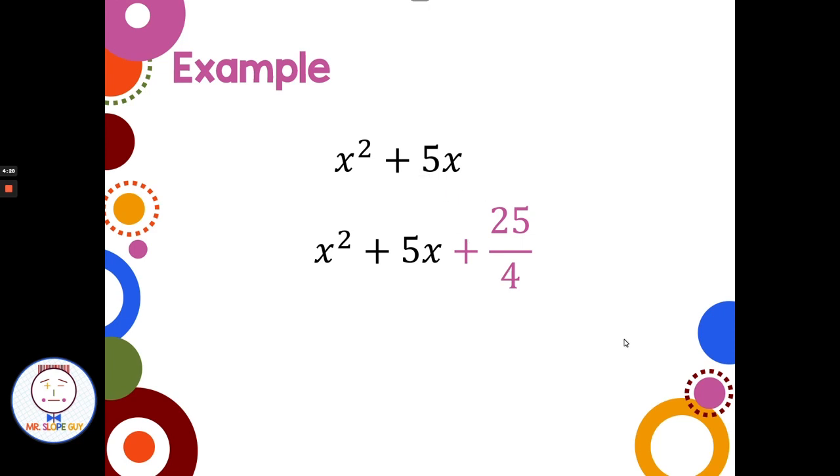Then when it comes to my factored form, I'm going to take the square root of the first term, which is x, and then the square root of 25 over 4. The square root of 25 is 5, the square root of 4 is 2. The sign of the middle is positive. So my factored form would be (x plus 5 over 2) quantity squared.